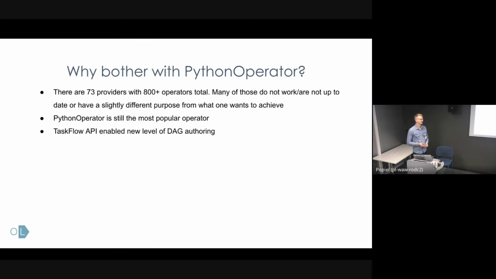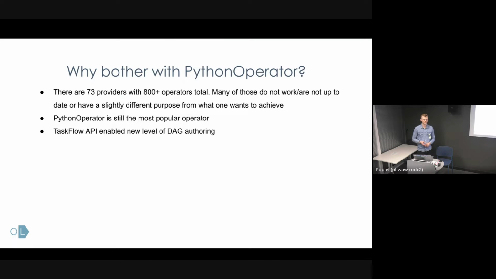And the reason is that PythonOperator is quite flexible. You can do whatever you want there with Python code. And yet there are 73 providers, I checked it today, with over 800 operators total. Some of them don't work, are not up to date, or have some different purpose. We want to change something, and we write a new custom operator or just use PythonOperator instead. And that's, I think, the reason for PythonOperator still being the most popular operator.